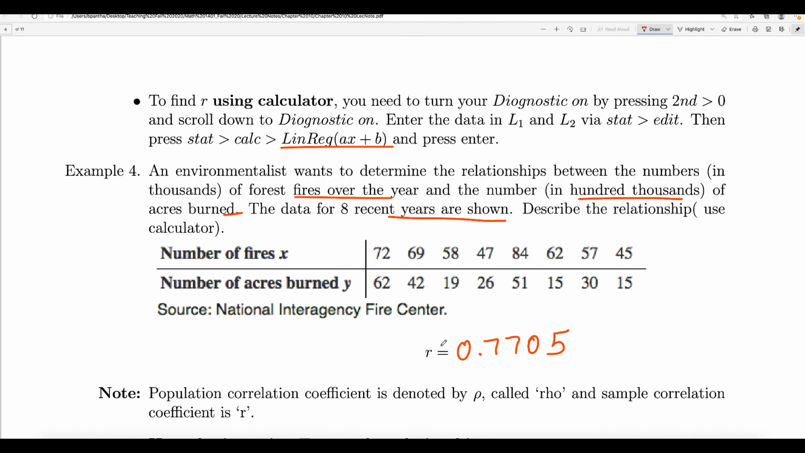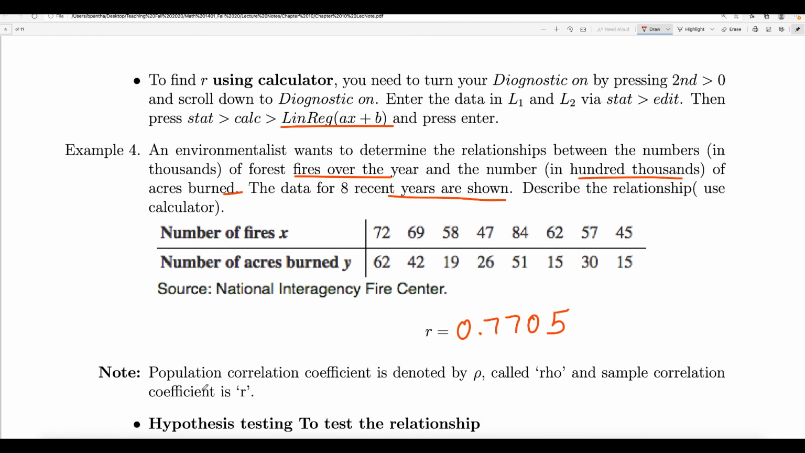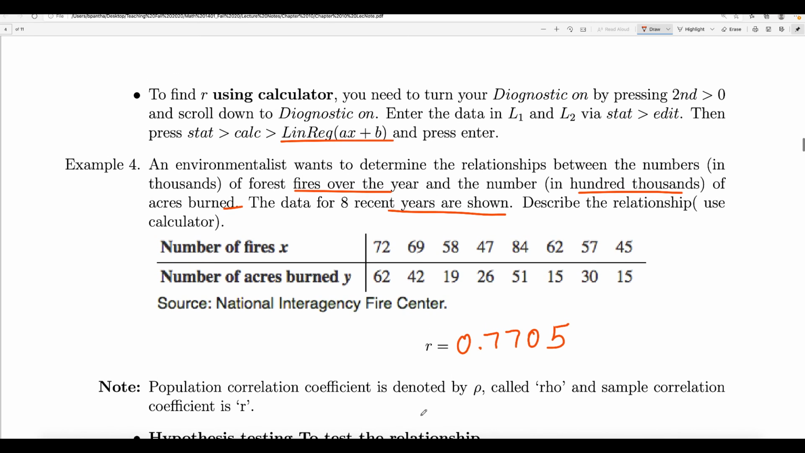That is the interpretation of this, okay? So as I mentioned earlier, the population correlation coefficient is denoted by rho, and the sample correlation coefficient is denoted by R, okay? So next thing we want to do is we want to do the hypothesis testing for the population correlation coefficient, okay guys?